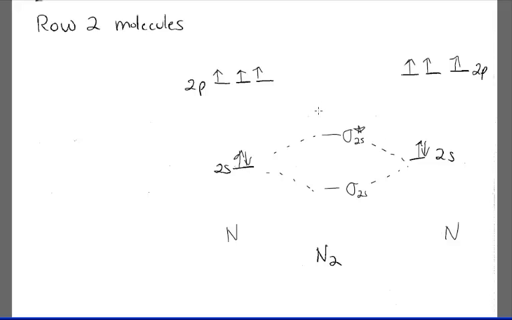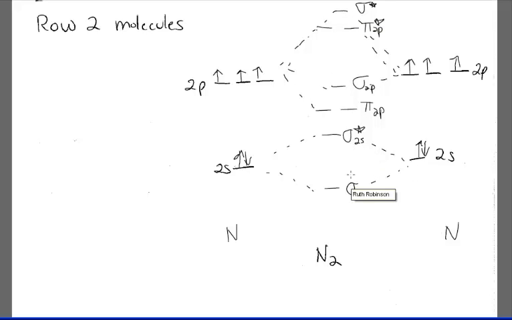All right, so for nitrogen, we end up with 2 pi's and a sigma, and then we have the same thing for antibonding. 2 pi's, it's pi star, and 1 sigma star. So the ones above are antibonding, and the ones below are bonding. So we have 3 bonding from the 2p, we have 3 bonding, 3 antibonding. From the 2s, we have 1 bonding, 1 antibonding. And now we can put our electrons in.